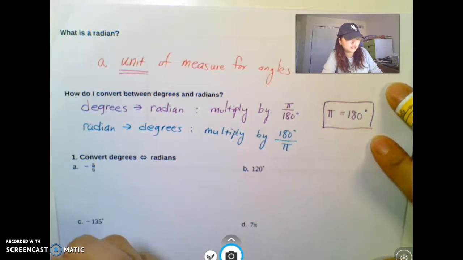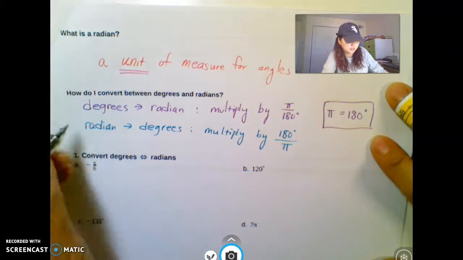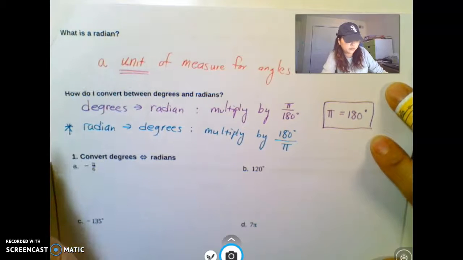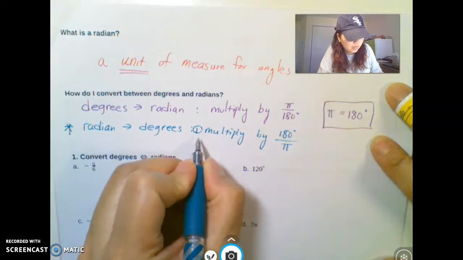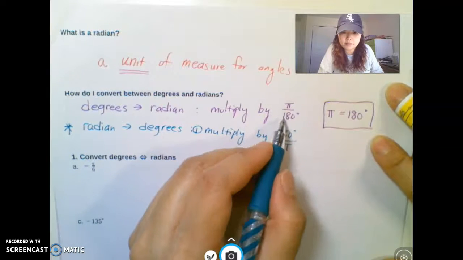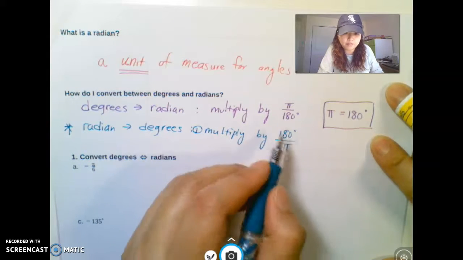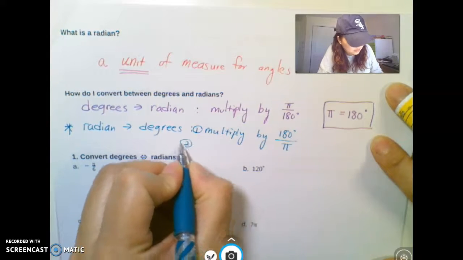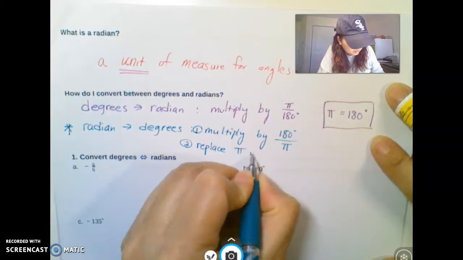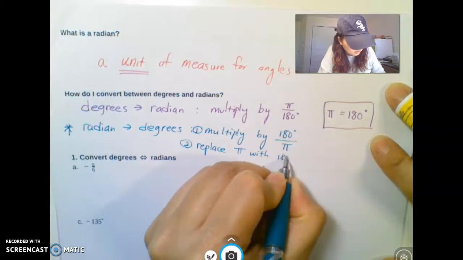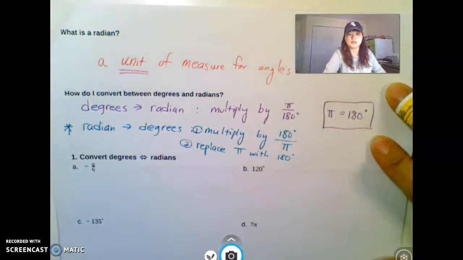And actually, there's a second way that I like for converting from radians to degrees. I like the first way because it's the same as how to convert from degrees to radian, but flipped. But another way is this: replace pi with 180. So I'll try to do it both ways.